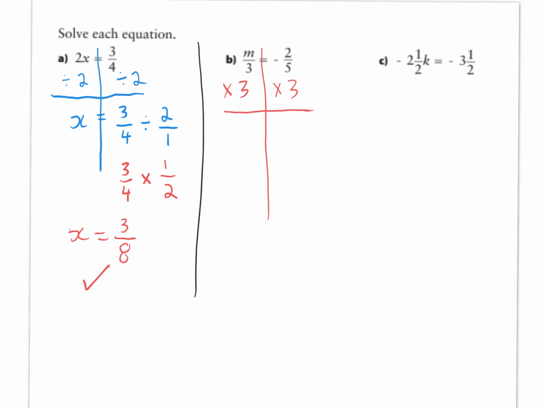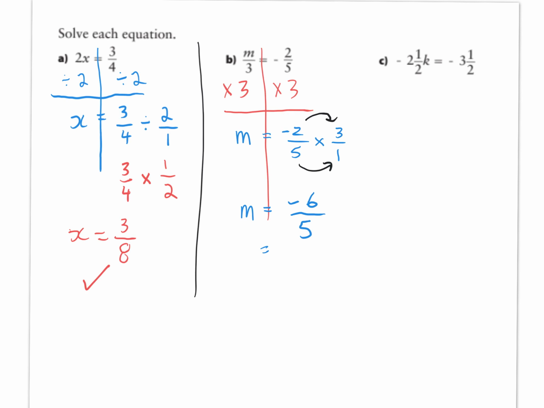So on this side, we just have m now. And on the other side, we have -2 over 5 times 3. And I'm going to write it over 1 so we can solve it. Once you have fractions written like this and you're multiplying them, all you do is go top by top, bottom by bottom, and reduce. So I get m equals -2 times 3 is -6, and 5 times 1 is 5.